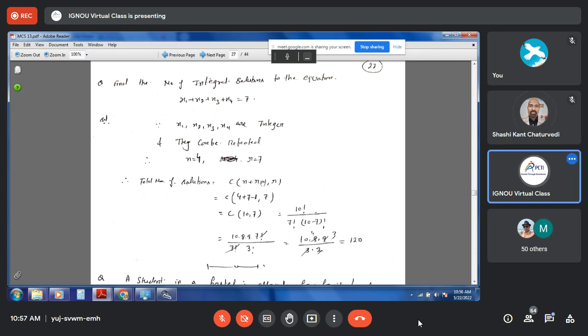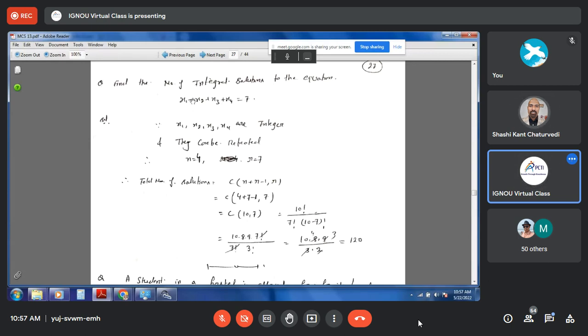It is a formula. When repetition is used, this formula is used in place of C and R. For the repetition concept, we use this type of formula, when the repetition of the objects is allowed. Here repetition is allowed.